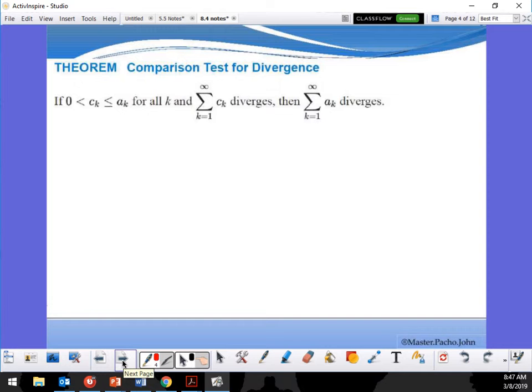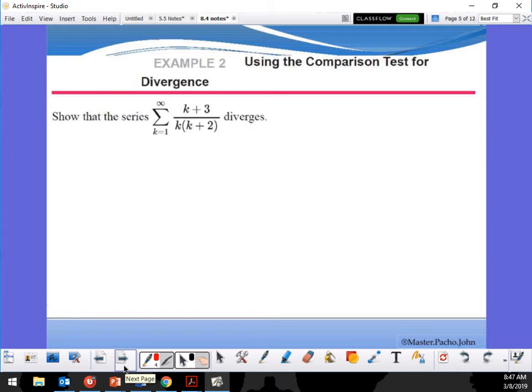All right, comparison test for divergent. Okay, so again, same thing. C of k is less than or equal to a of k. If C of k diverges, then the whole thing diverges also. All right, let's do some effing that.